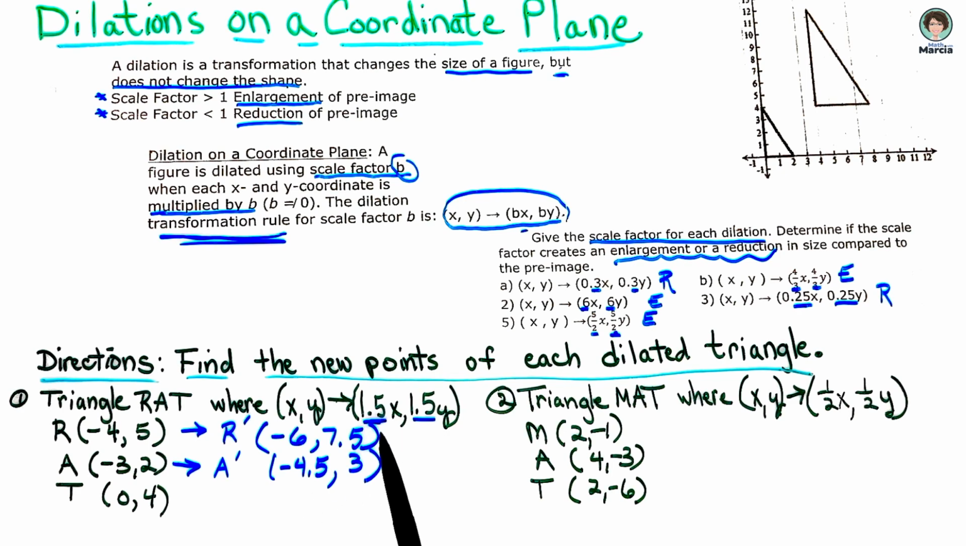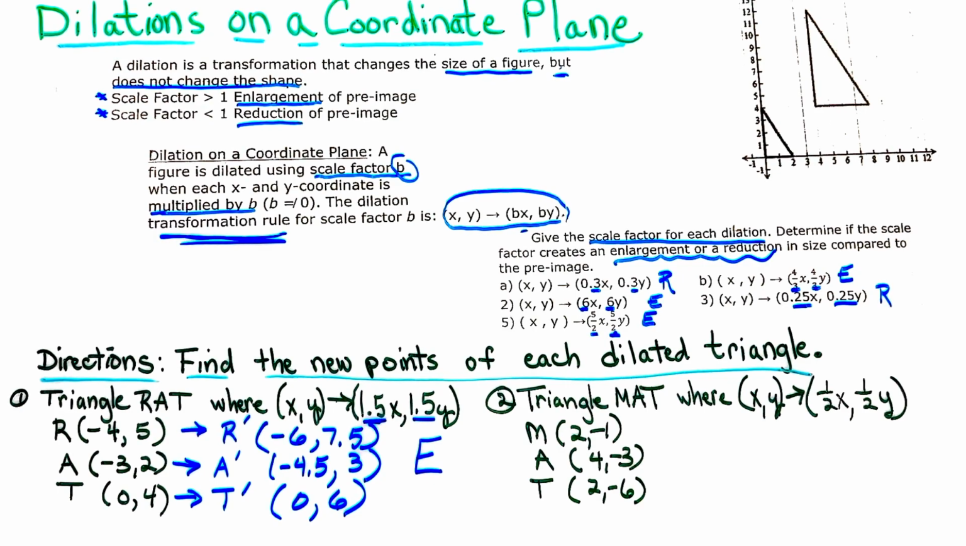So all we're doing is we're taking our scale factor they gave us and we're multiplying it by the value that is given. So let's look at T prime. For T prime, it's 0 times 1.5. Well, the x does not change, but now it's 4 times 1.5, and that is 6. So if I were to graph this, this is our original. This is the new, and since we see it is 1.5, this is definitely going to be an enlargement. It's going to be getting bigger.